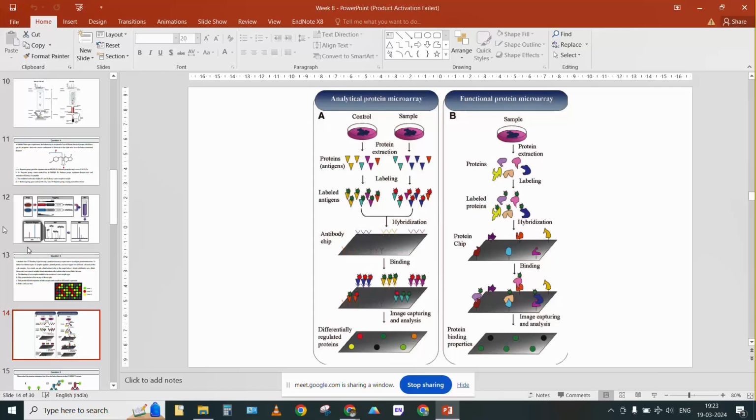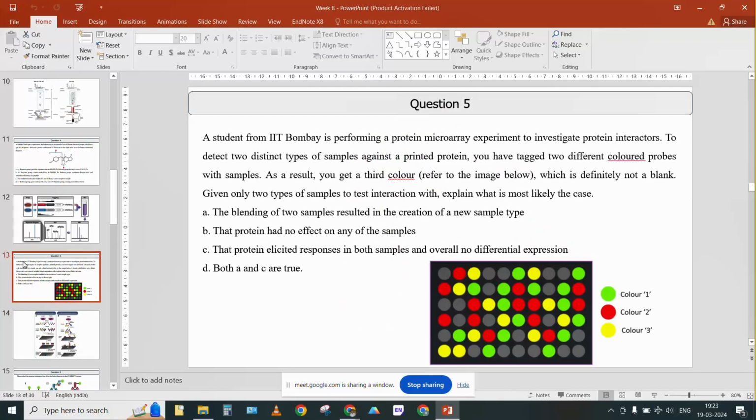In the experimental setup of the question, the student has labeled two different types of samples with distinct colored probes. These probes are then used to interact with the protein printed on the microarray slide. The expected outcome is that only two types of samples are tested against the printed proteins, so we anticipate observing two distinct colors corresponding to the labeled probes used for each sample type.